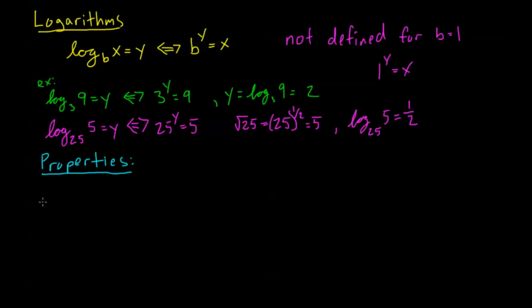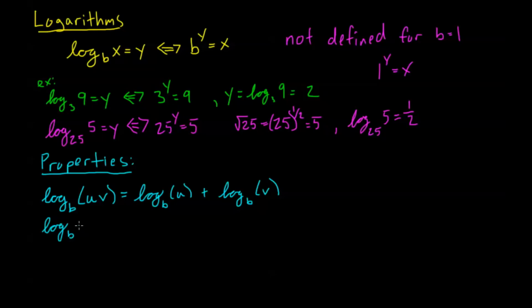The first one is if I have log of a product, so log base b of a product u times v, that's going to be equal to log base b of u plus log base b of v. And I'll leave this one as an exercise. Just go back to those properties of exponents and the definition of log, and this just kind of jumps out at you.